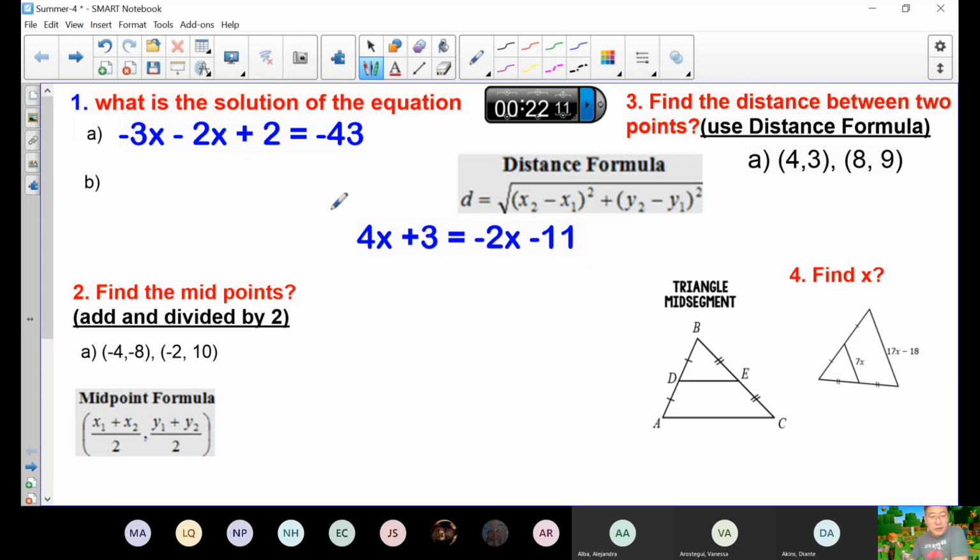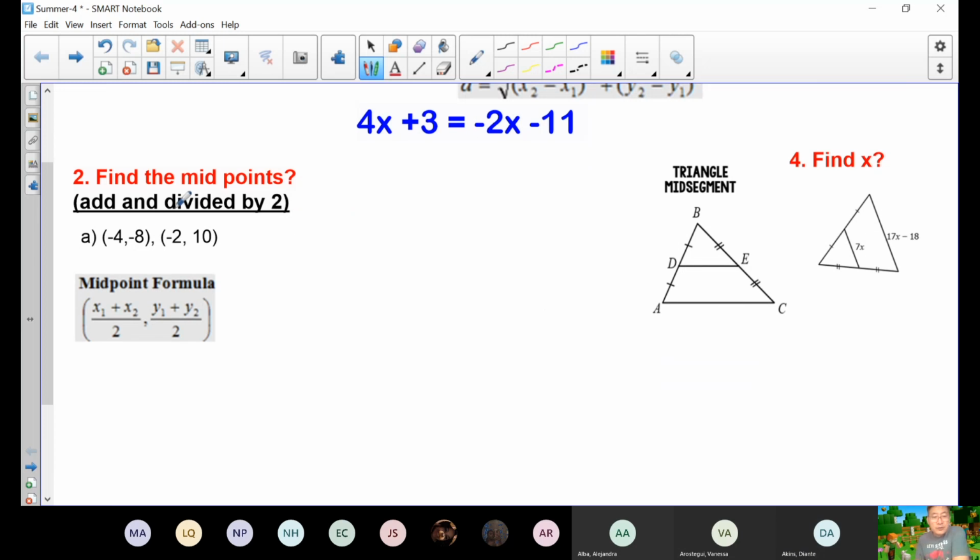So number 2, how to find the midpoint. Add and divide by 2. So add x1 and x2, which is -4. Sometimes you can divide by 2 right away. -8 and 10 gives you 2. So this is -6 over 2, 2 over 2, which is -3 and 1. So that's the midpoint. This is the endpoint, and this is the midpoint.